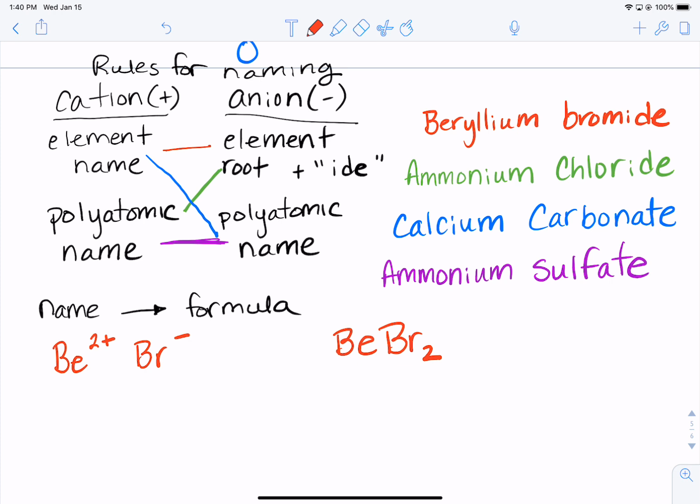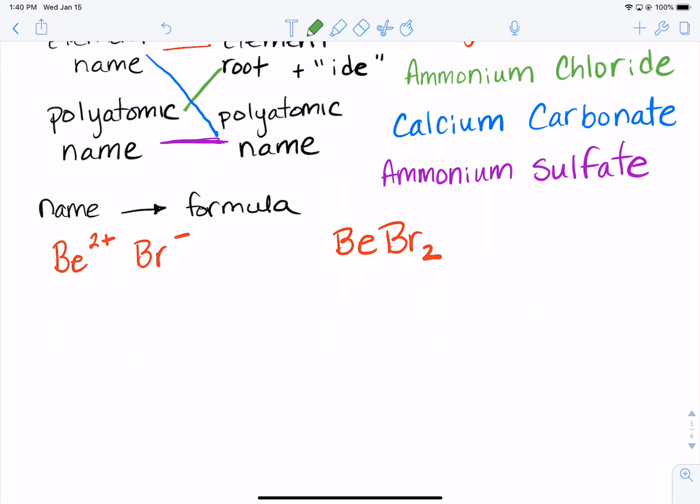All right, let's do ammonium chloride. So ammonium, that's one you're going to have to trigger in your memory. You're going to be looking for it on the periodic table. You're going to lose your mind because it's not there. That's a compound. It's a polyatomic ion. So look on your chart. What is ammonium?